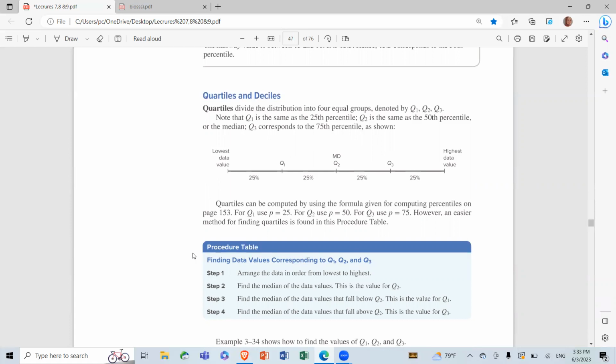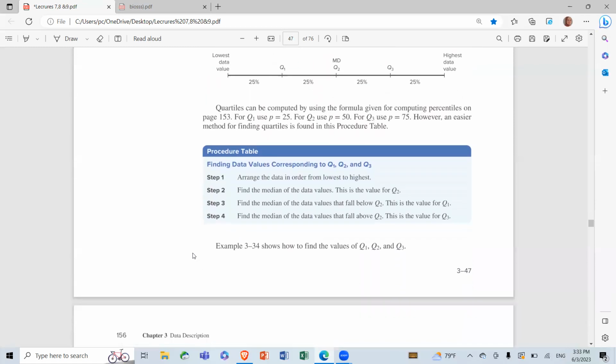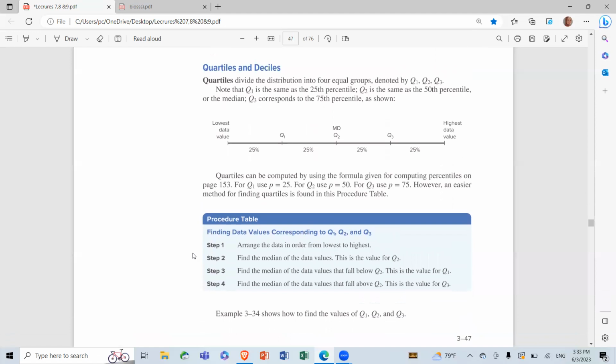Quartiles can be computed by using the formula given for computing percentiles on page 153. For Q1 use p equals 25. For Q2, p equals 50, as we said.